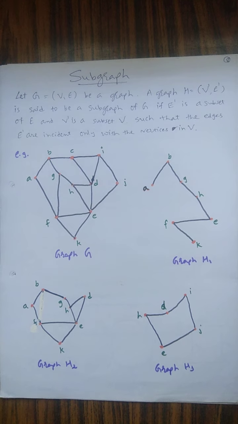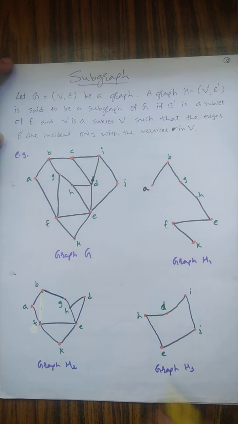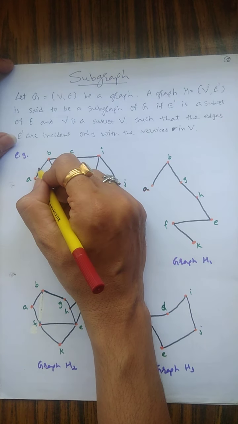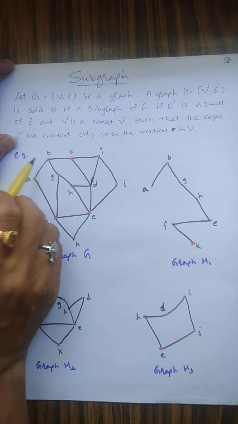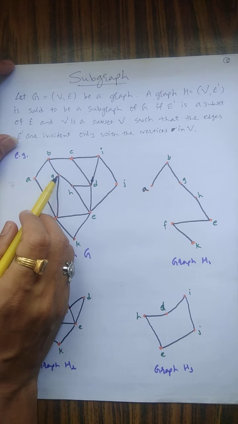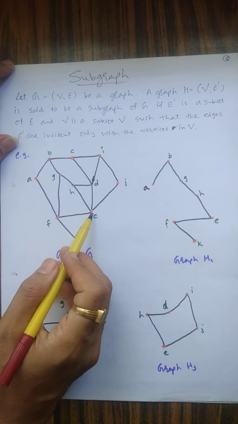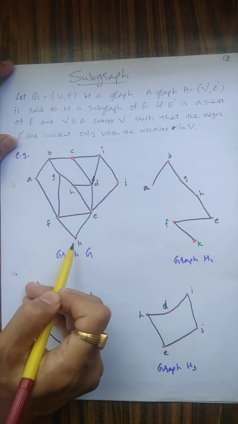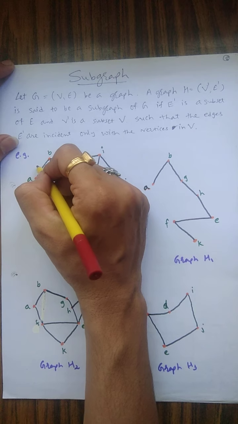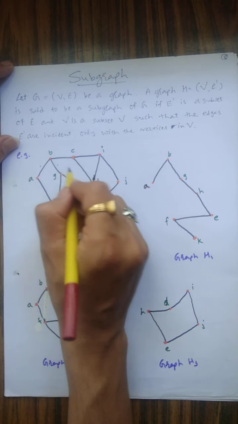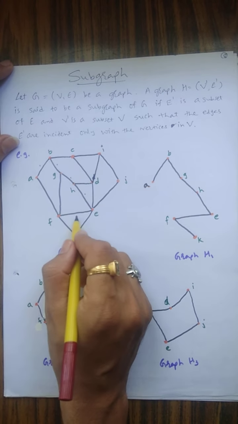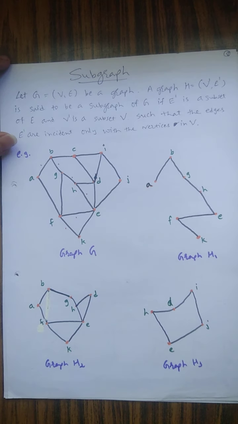So I am taking the edges here: this edge A to B, then B to G, G to H, H to E, E to F and F to K. Which vertices did I use? 1, 2, 3, 4, 5 and 6 vertices I use here, and with these same vertices I make a graph. So this is a sub part of this graph. That is why we can say this is a subgraph.